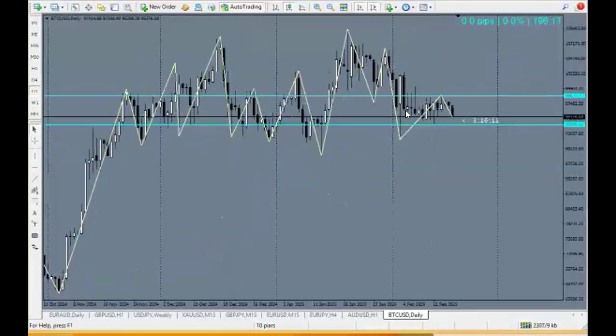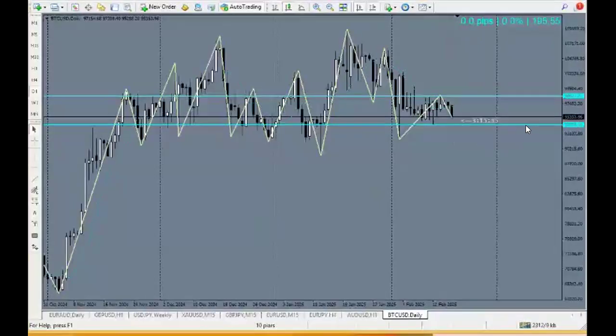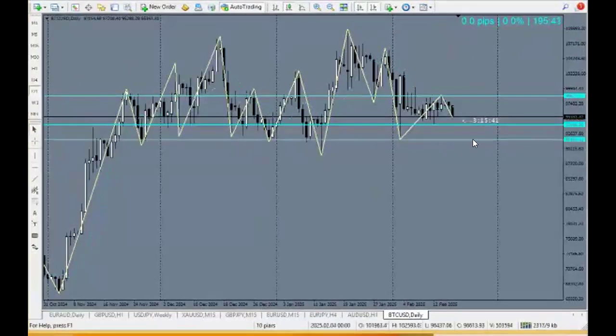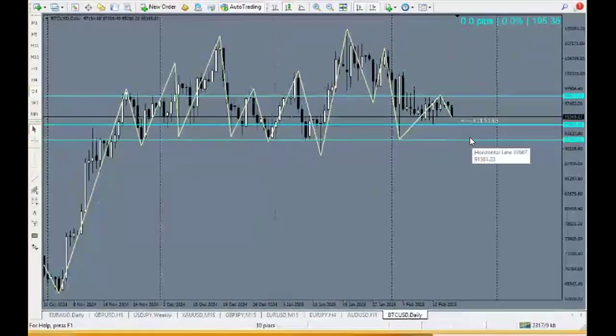So we're expecting a breakout of some sort. I come to the daily chart, and I can see that price is finding it hard to continue going up and it's coming back down now. That could mean that it wants to break these current support levels. This 93,900 or 93,988 level, it wants to break that level. And if it breaks that level, it will likely come all the way down to the next one, 91,500.